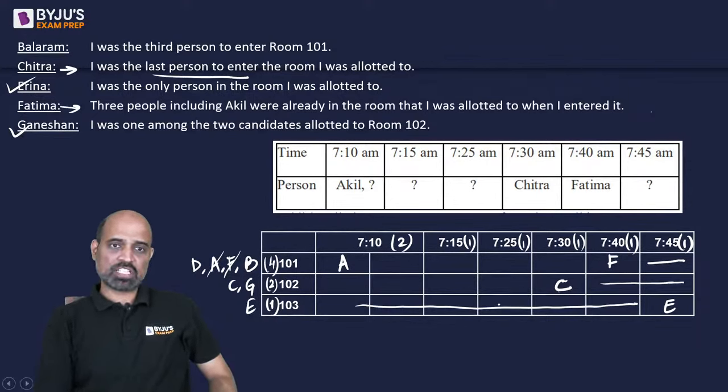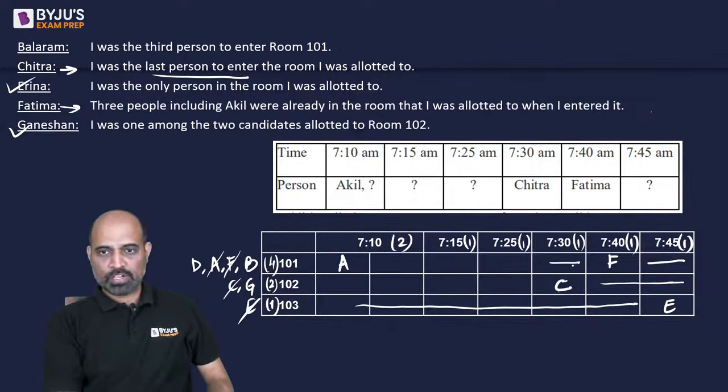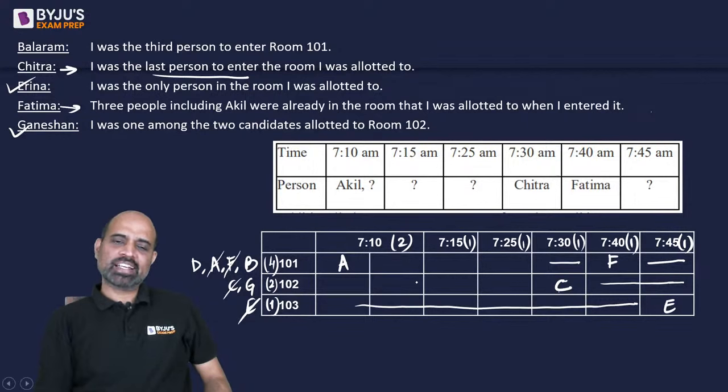G says I was among the two candidates allotted to room 102. So we are not sure about D, B and G. Right? Can two people enter room 101 simultaneously?